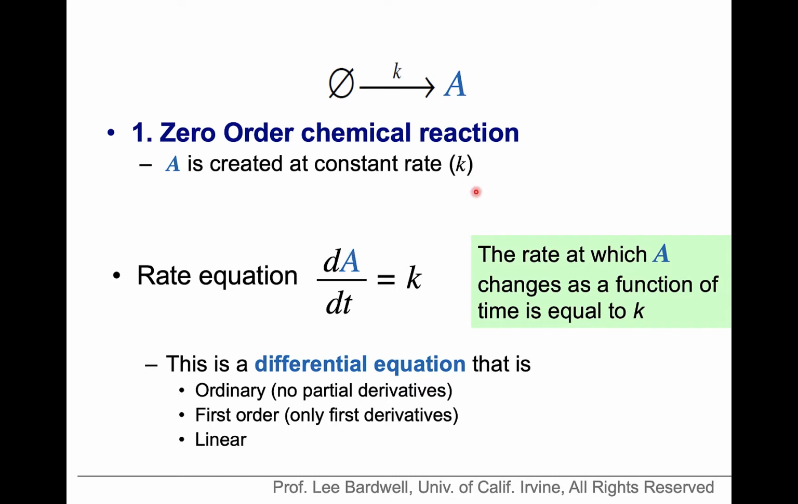Okay, so the zero-order chemical reaction has a rate equation, dA dt equals K. What this equation is telling us is that the rate at which A changes as a function of time, dA dt, is equal to K. What we have here is a differential equation that is ordinary. It doesn't mean it's boring. It means it has no partial derivatives in it. It's first order, and that means it has only first derivatives in it, no second derivatives, etc., and it's linear.